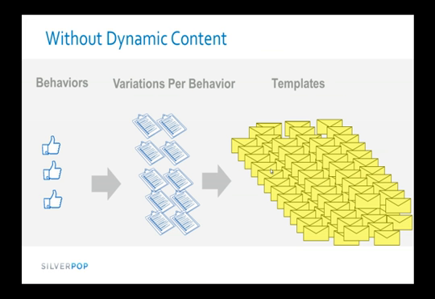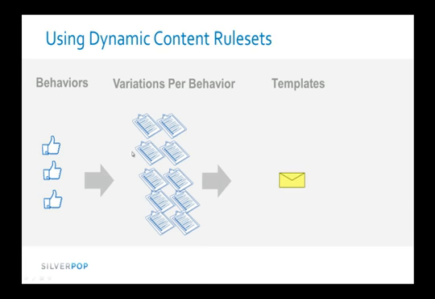So what you do is you actually use dynamic content. By using dynamic content and the rule sets, you're able to have just one template that you can use different behaviors and the variations on the behavior with, so you have just one thing you're now trying to support.